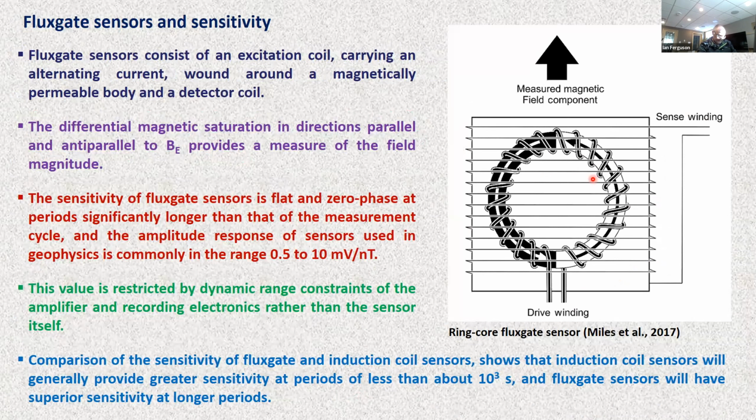Okay, so flux gate sensors. Flux gate sensors will consist of an excitation coil wound around a magnetically permeable body, here a ring core flux gate sensor, with a detector coil. The differential magnetic saturation in directions parallel and anti-parallel to the Earth's field provides a measurement of the field magnitude. As mentioned, the sensitivity of flux gates is flat and has zero phase at periods significantly longer than the measurement cycle. And the amplitude response is typically in the range 0.5 to 10 millivolts per nanotesla. This value is restricted more by the amplifier and the recording electronics than the sensor itself. At periods longer than about 1,000 seconds, the flux gate sensors will have superior sensitivity to the induction coil sensors.